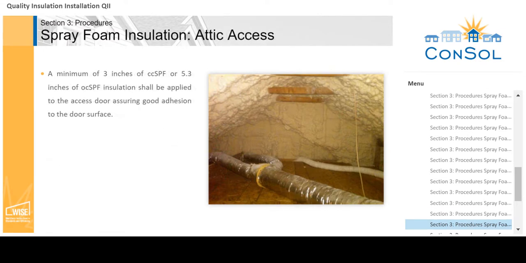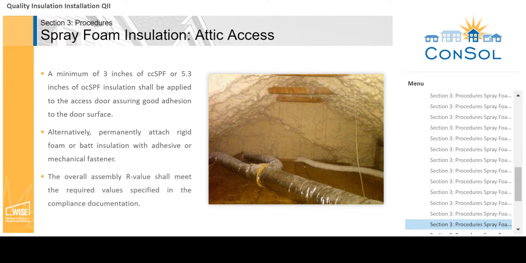A minimum of 3 inches of closed cell SPF or 5.3 inches of open cell SPF insulation shall be applied to the access door, assuring good adhesion to the door surface. Alternatively, permanently attach rigid foam or batt insulation with adhesive or mechanical fastener. The overall assembly R-value shall meet the required values specified in the compliance documentation.